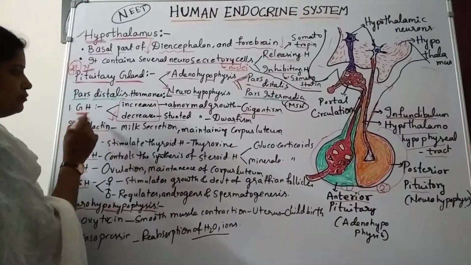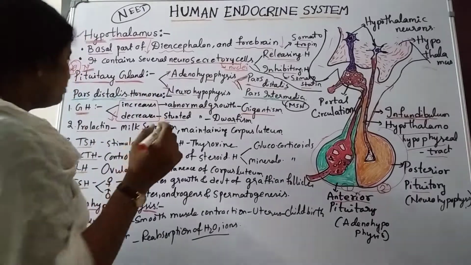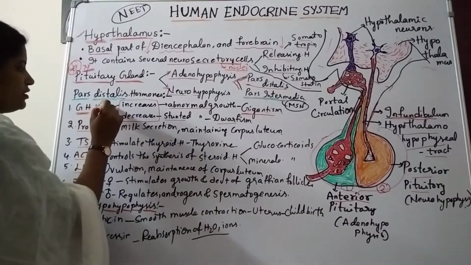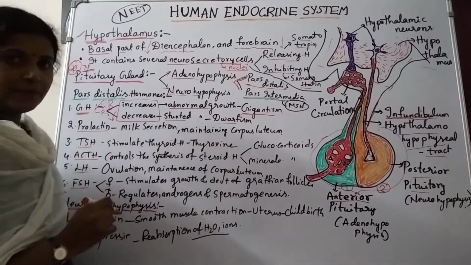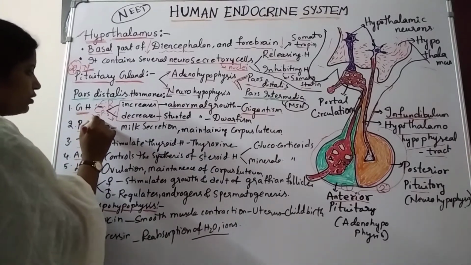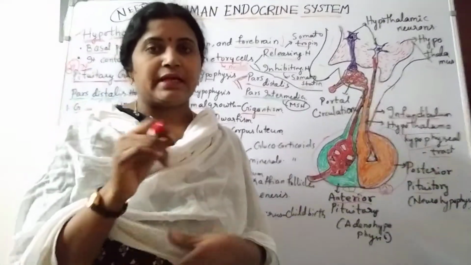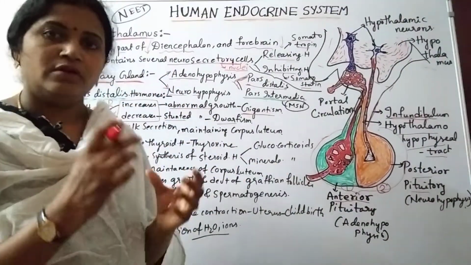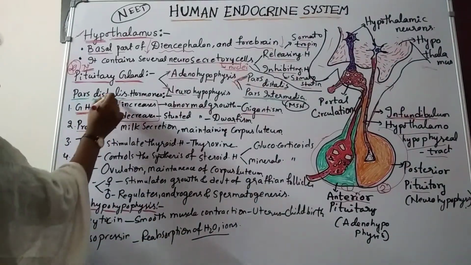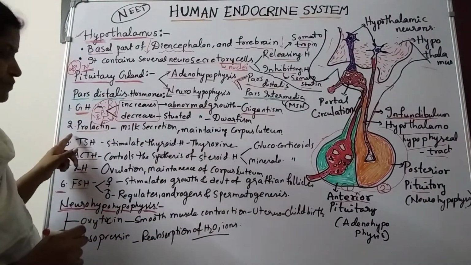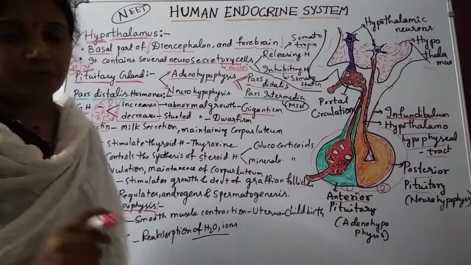So first, growth hormone is responsible for the growth of the body. Mainly, as I said, cell division, cell differentiation, protein synthesis, and bone elongation. When you are listening to the class, just write the full forms of the functions. So these are the 4 functions of the growth hormone. Next one, prolactin. Prolactin means milk secretion. Prolactin is responsible for milk secretion.